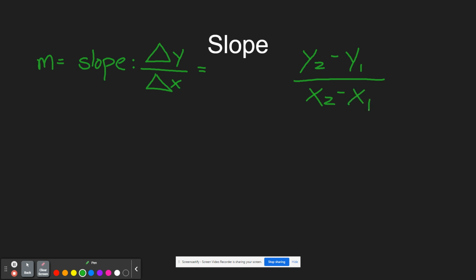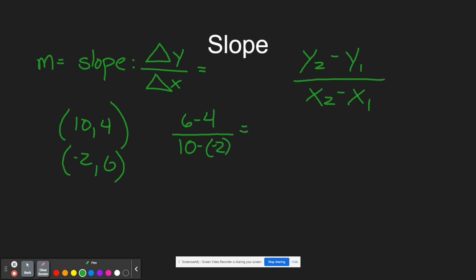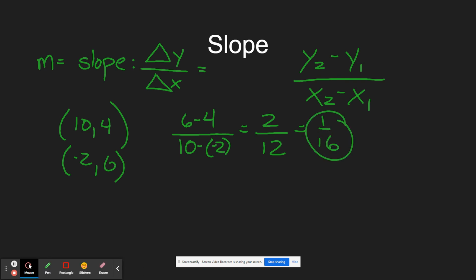So, what if we had 2 points, 10 comma 4 and negative 2 comma 6, and we wanted the slope between those 2 points? We would do 6 minus 4, make sure you put your y's on top, over 10 minus negative 2. That's 2 on top, that's 12 on bottom, and that indeed is positive 1/6.